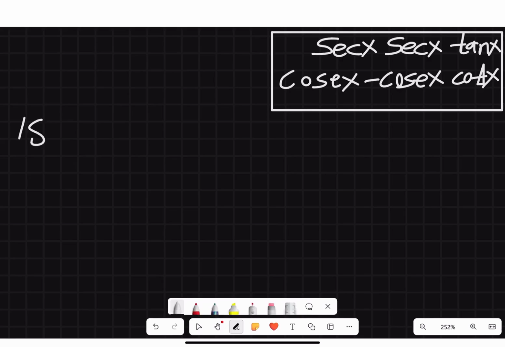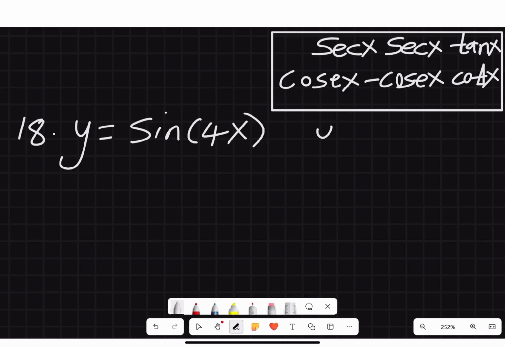So 18, you are going to have y equals sine 4x, which differentiates to the derivative of the angle, it's 4, and then the derivative of the function is cos, and then the angle was 4x. Right, now let's do 19.